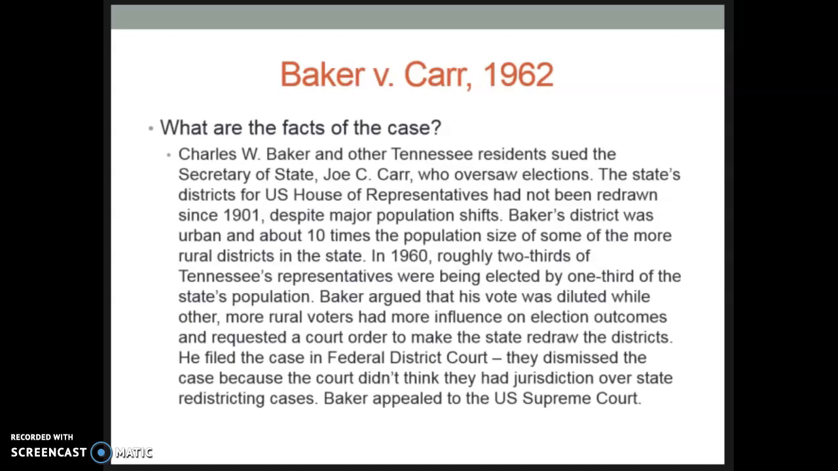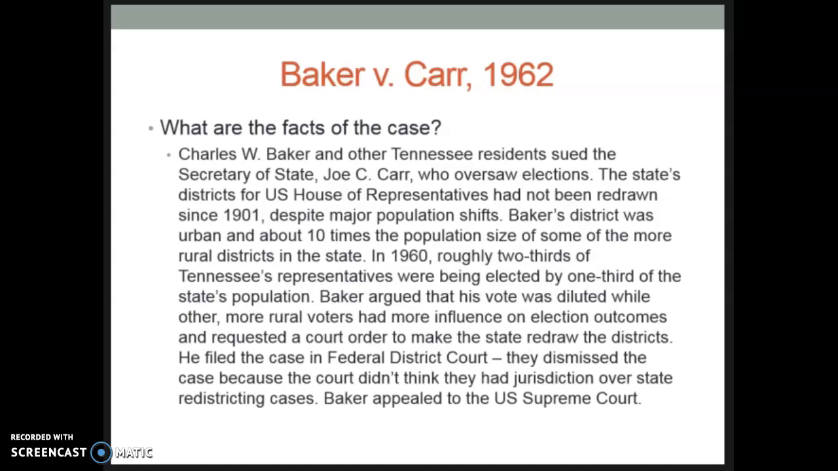All right, so the first case that we're going to look at is a case from 1962 in the state of Tennessee. As I said, I'll wait for a moment to let you read and jot down some notes, and then I'll explain. All right, so the facts of this case.